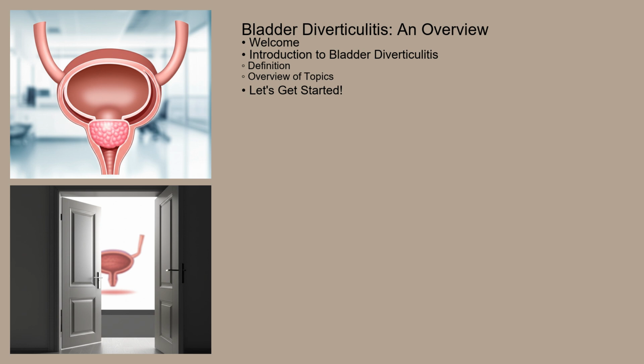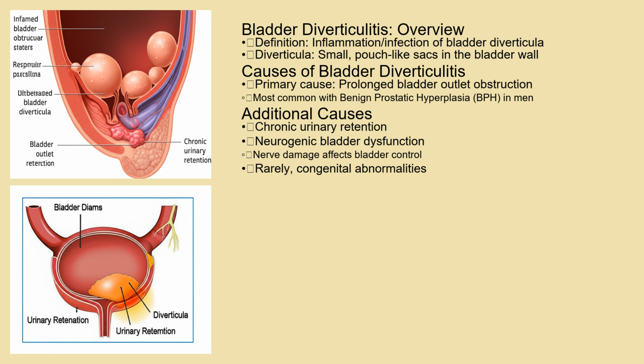So, let's get started. Bladder diverticulitis occurs when diverticula, which are small, pouch-like sacs, form in the bladder wall. When these pouches become inflamed or infected, we call it diverticulitis.